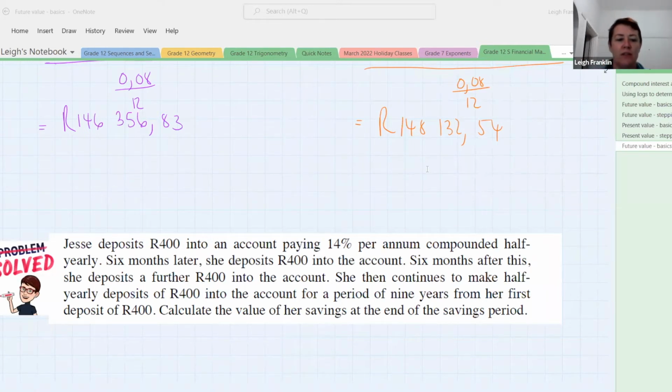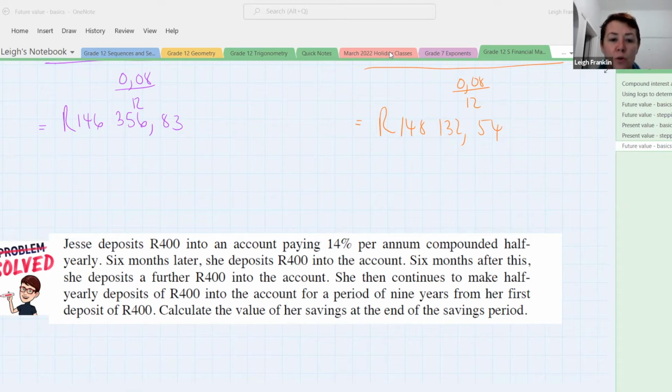Let's have a look at the situation over here. Now Jessie deposits 400 Rand into an account paying 14% per annum, compounded half yearly. 6 months later, she deposits 400 Rand into the account. 6 months after this, she deposits another 400 Rand into the account, and then she continues to make half yearly deposits of 400 Rand into the account for a period of 9 years from her first deposit. Calculate the value of her savings at the end of the savings period.